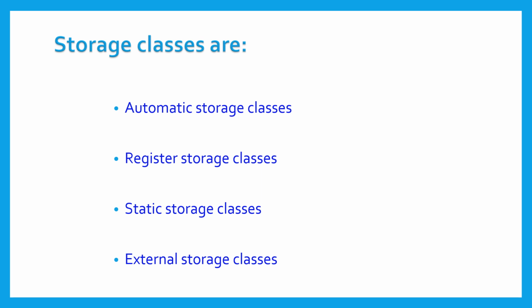Next topic is about storage classes in the C programming language. Fundamentally, there are four storage classes known as automatic storage class, register storage class, static storage class, and external storage class. Now let us see how each of the storage class variables are declared and what is the peculiarity of each of these class members.